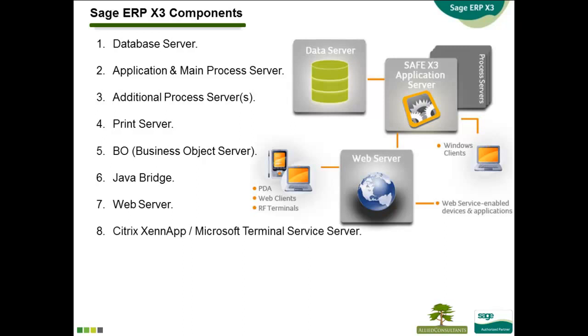Citrix XenApp Server or Microsoft Terminal Services Server is a remote access application publishing product that allows users to connect to applications available from central servers. One advantage of publishing applications is that it allows users to connect to these applications remotely from their homes, airport internet kiosks, and other devices outside of their corporate networks.